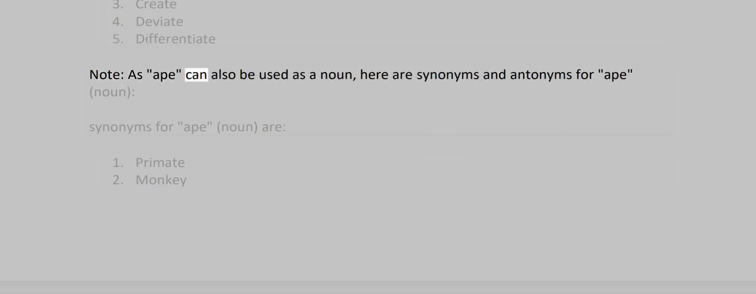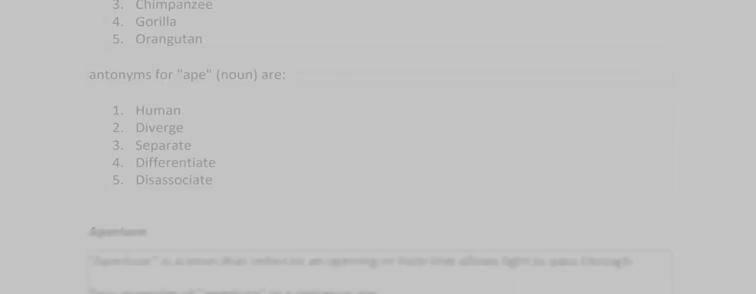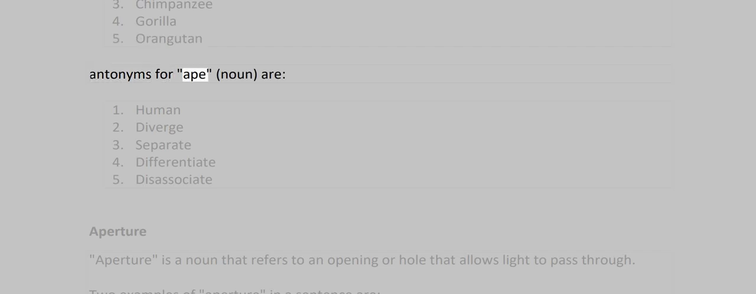Note: as ape can also be used as a noun, here are synonyms and antonyms for ape, noun. Synonyms for ape, noun are: 1. Primate. 2. Monkey. 3. Chimpanzee. 4. Gorilla. 5. Orangutan. Antonyms for ape, noun are: 1. Human. 2. Diverge. 3. Separate. 4. Differentiate. 5. Disassociate.